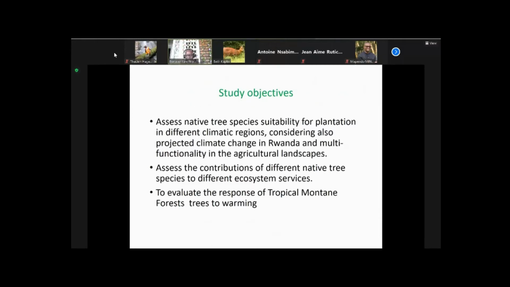The objectives of this study are the following. The first is to assess native tree species suitability for plantation in different climatic regions, considering also projected climate change in Rwanda and the multifunctionality in the agricultural landscape. The second objective is to assess the contributions of different native tree species to different ecosystem services. And the third one is to evaluate the response of tropical mountain forest trees to warming.